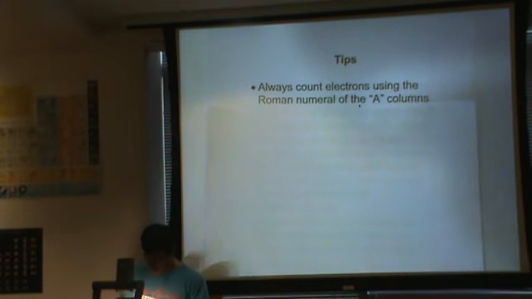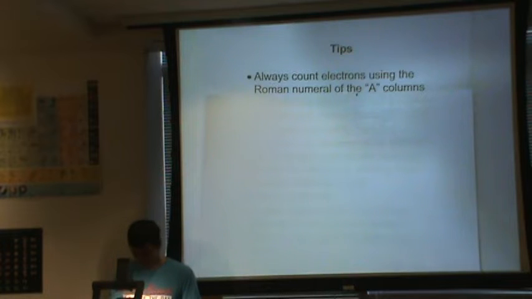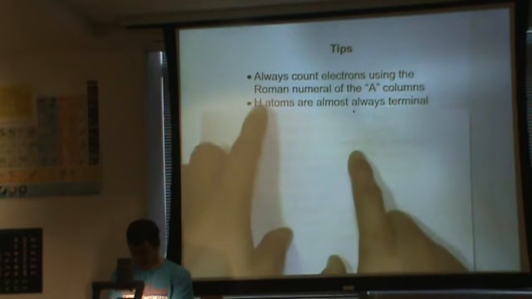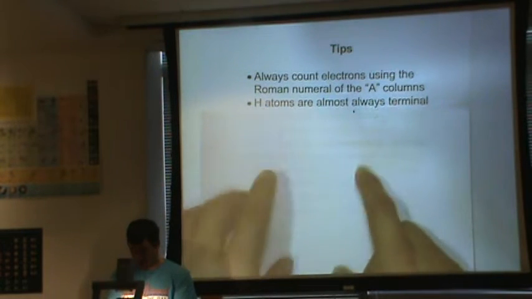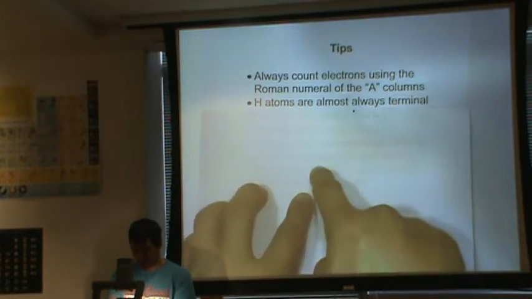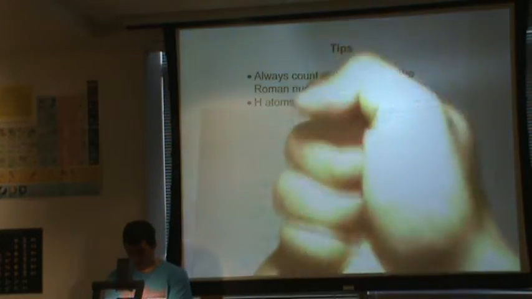Let's go over some tips really quick. Again, always count electrons, the valence electrons using the Roman numeral of the A columns. Don't use the B columns. Hydrogen atoms are almost always terminal. So if you have a molecule that has a hydrogen atom, you almost always write it on the outside. It's never going to be on the inside. You're never going to have multiple things bonded to a hydrogen because it can only really have one single bond.